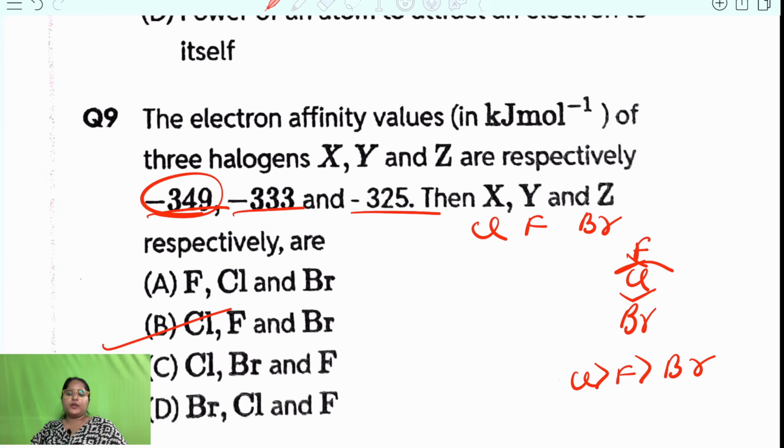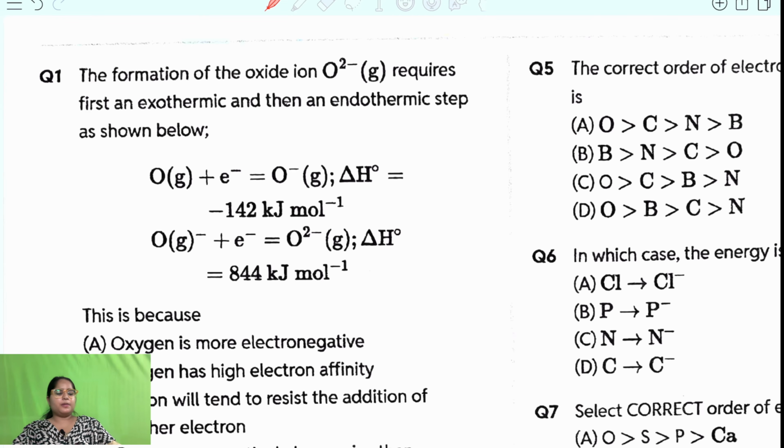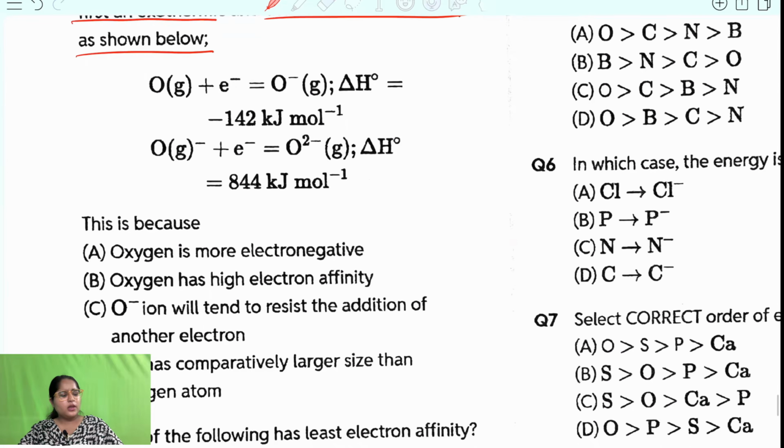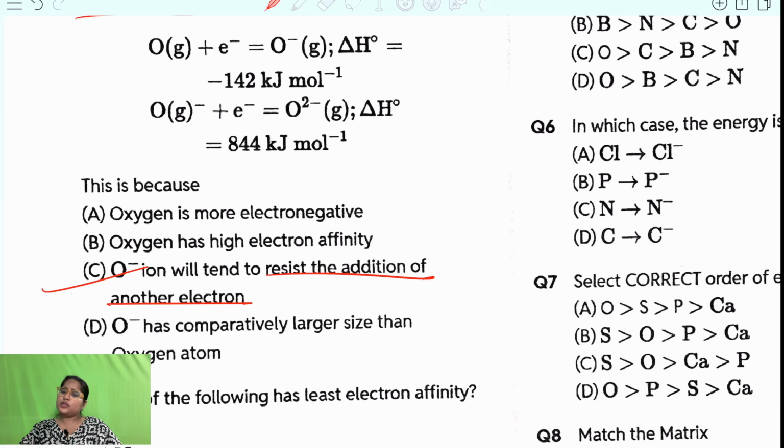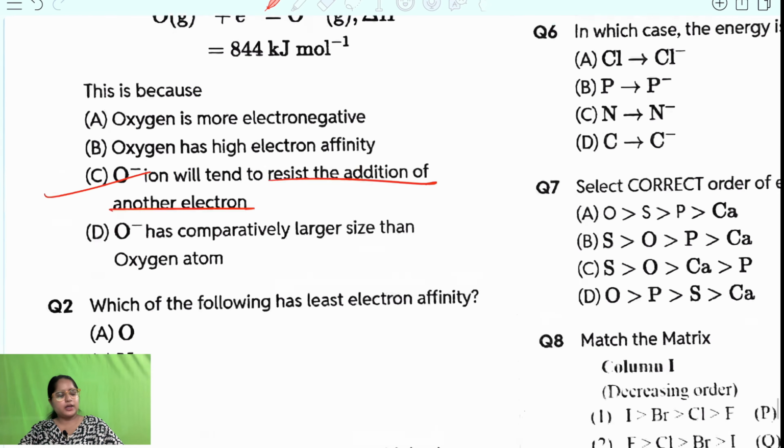So here we have finished DPP number 7. Now let us move to DPP number 8, question number 1. The formation of the oxide ion O minus 2 requires first an exothermic and then an endothermic step. This is because oxygen is more electronegative. I have taught you this so many times: the oxygen ion will resist the addition of another electron. It already has a negative charge, so electron repulsion will be there.